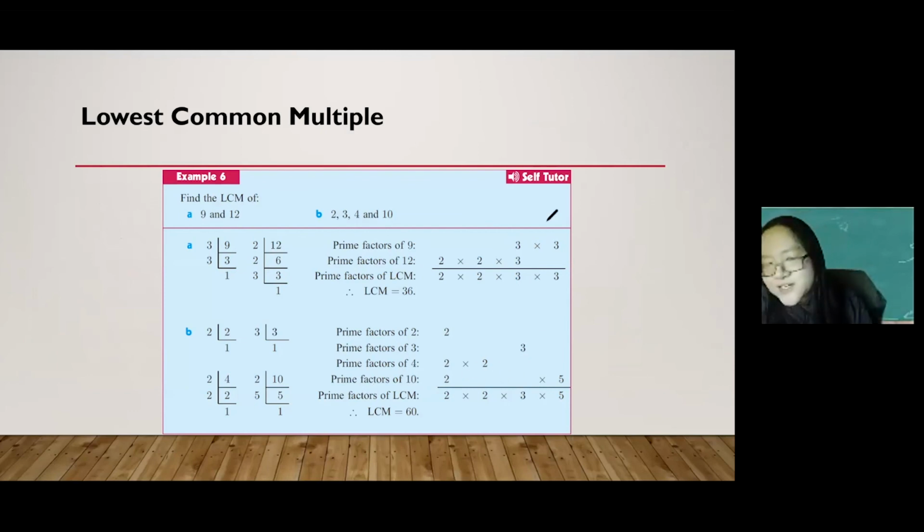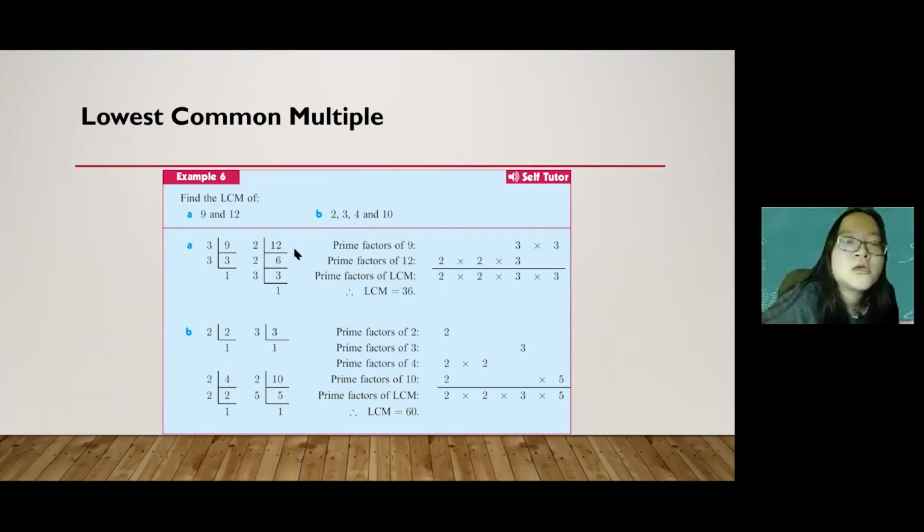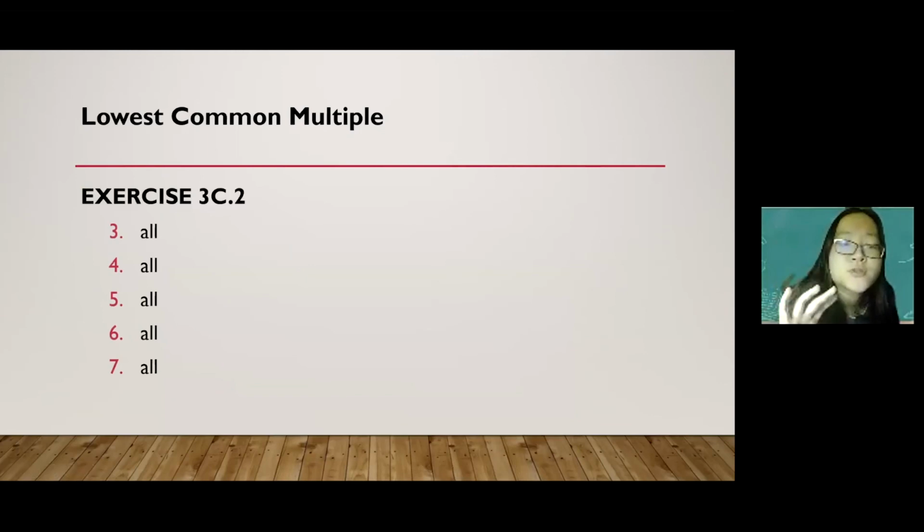To be honest, I've never done it like this and I find it a little weird. But of course, you're welcome to do this method, but I think that just writing out the factors and maybe circling what they have in common is pretty effective. Okay, and then this is the homework for 3C.2.